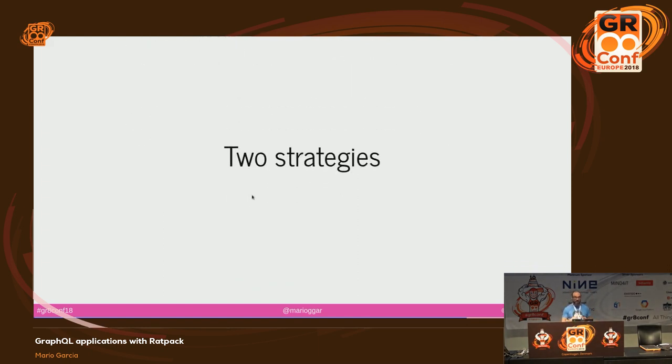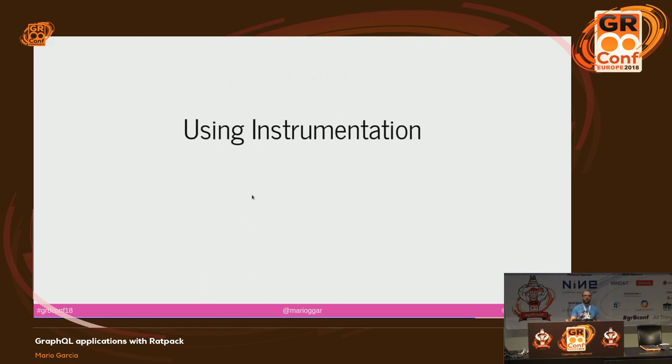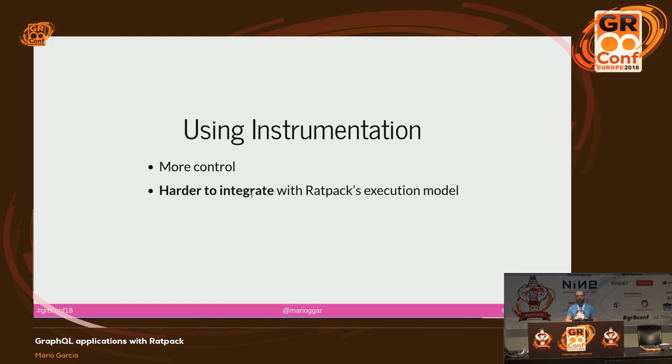For the security stuff, my experience has led me to thinking about two strategies. The first one, just implementing the security using instrumentations. The main idea behind that is that it gives you more control, so you can be very precise on how the authentication and authorization is going to affect your application. But in the case of Ratpack, it's harder to integrate with the Ratpack execution model because your GraphQL engine doesn't know anything about Ratpack.